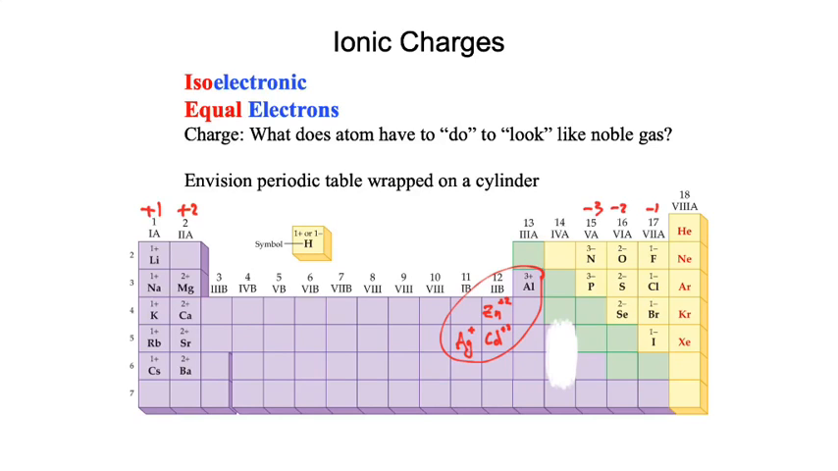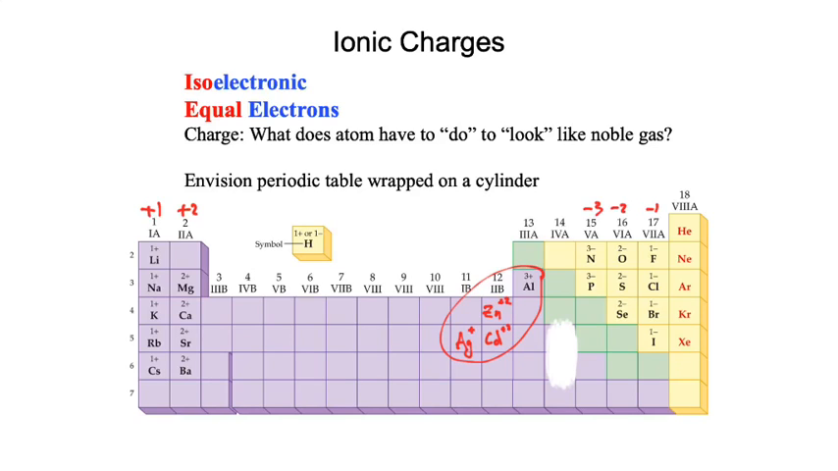Further back, royalty, also known as nobility. Noble gases. Everything wants to look like the noble gas. What can fluorine do to look like a noble gas?